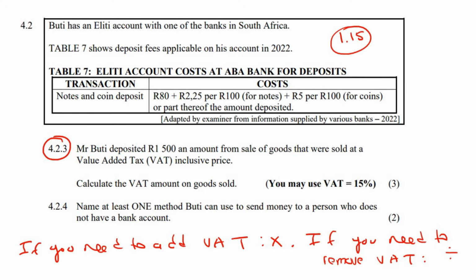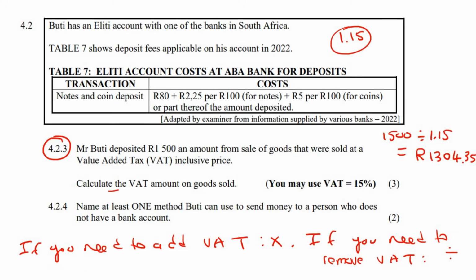Okay, so Mr. Booty deposited 1,500 Rand, an amount that was sold at a VAT inclusive price. Okay, so VAT is already inside there. So we need to take the VAT away. So what are we going to do? Divide. So we're going to say 1,500 divided by 1.15. Now let's see what we get. 1304.35 if you round to 2 decimal places. Now this is the price without the VAT. This is not the answer. That's not the final answer. That is what the price is without the VAT.